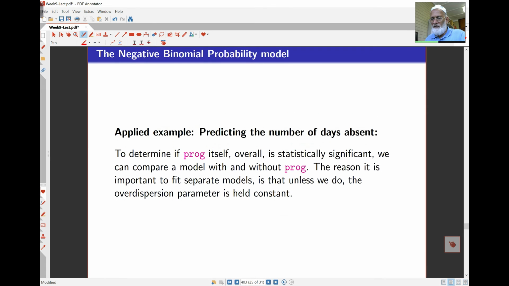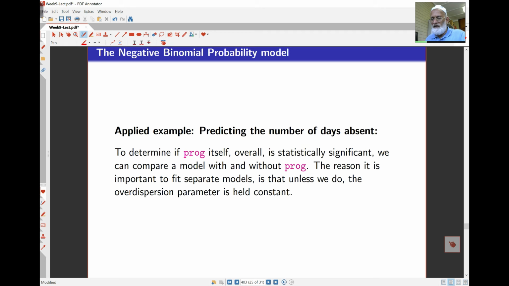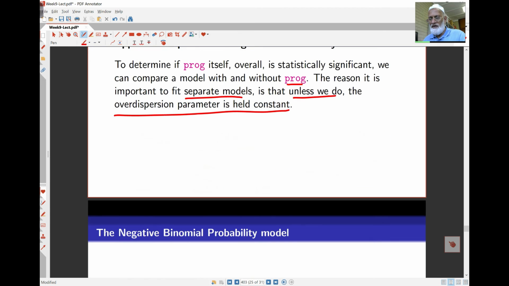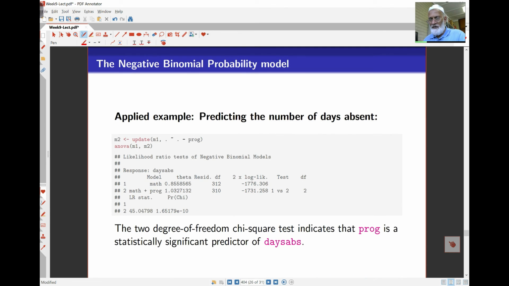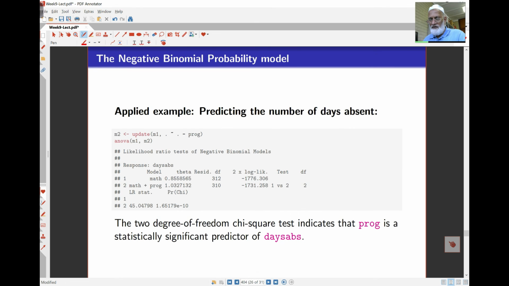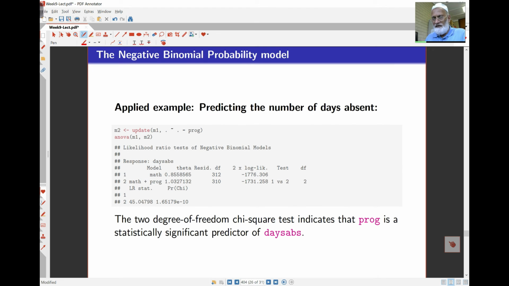Now, if you want to determine whether program itself overall is statistically significant, we can compare models with and without prog, and we can do that. The reason it's important to fit separate models is that unless we do, the dispersion parameter is held constant. So here we can see program is significant, but to test this, we should fit the model without program. If you do that and then compare the models, you find that program is statistically significant here, and between those two models here, it doesn't necessarily hold.